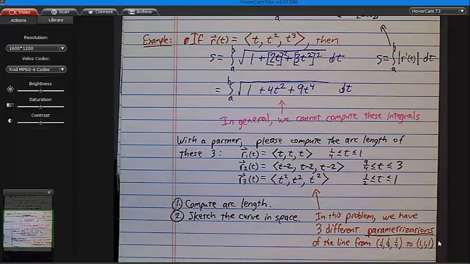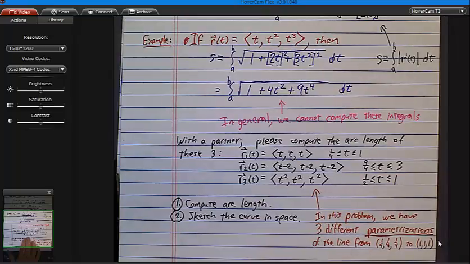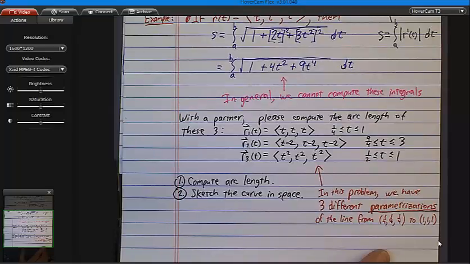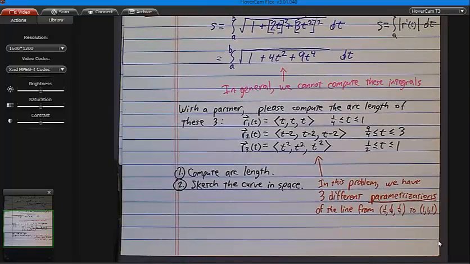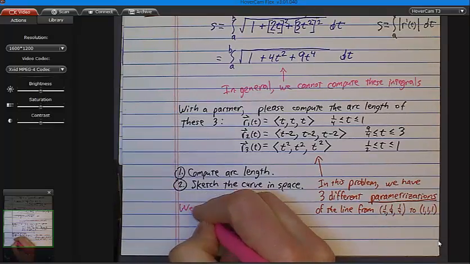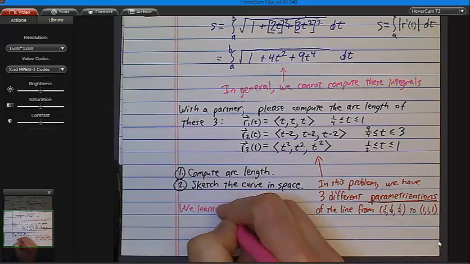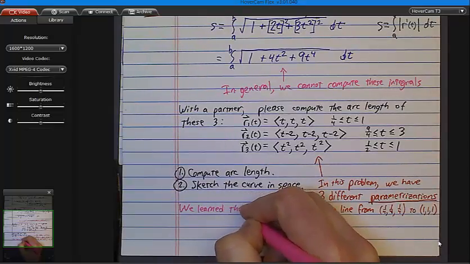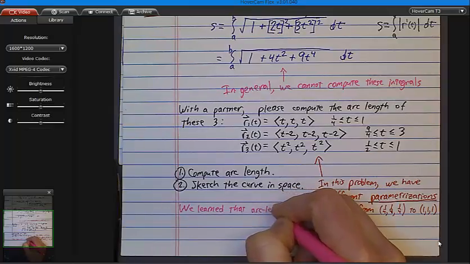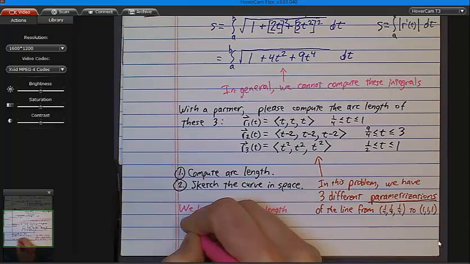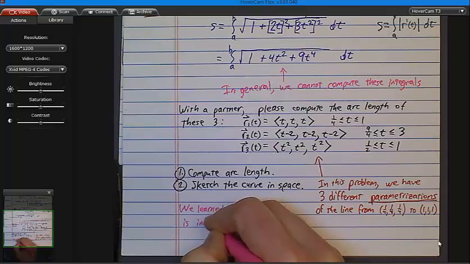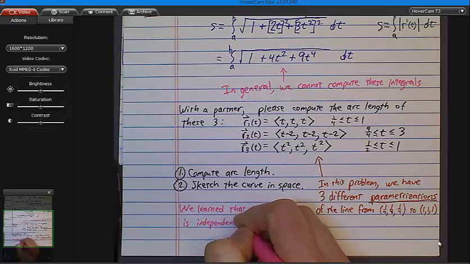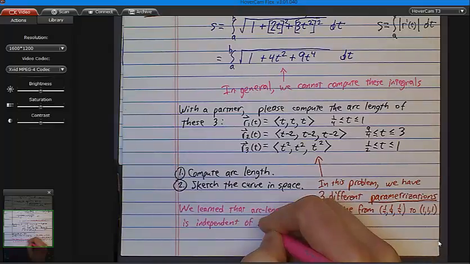The parametrization tells you something. This 4th dimension, this time, right? So I guess what we learned from our little experiment, in addition to how to do the computations, is this take-home message: arc length is independent of parametrization.